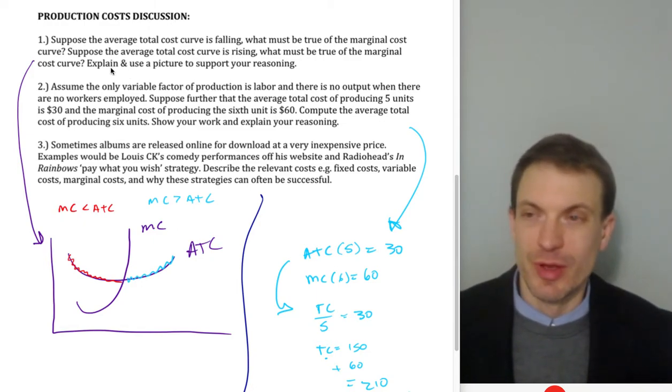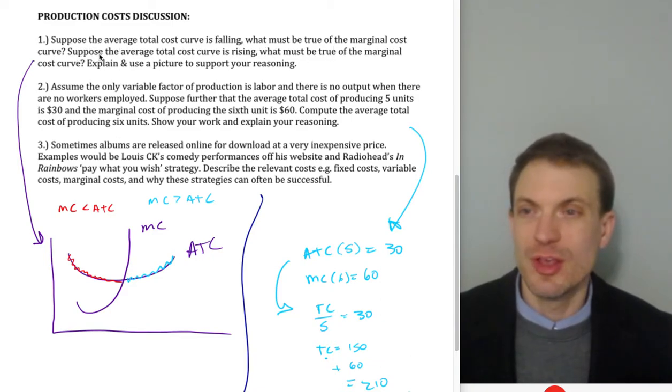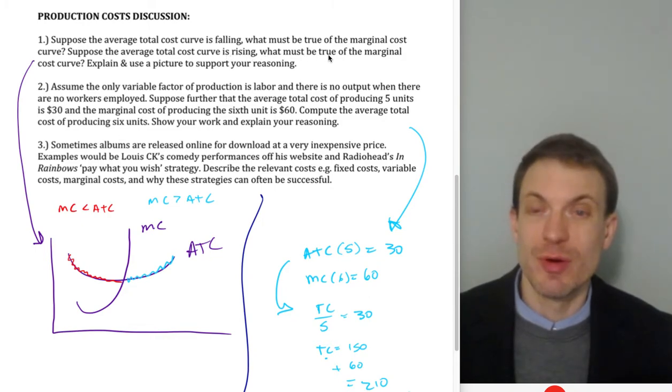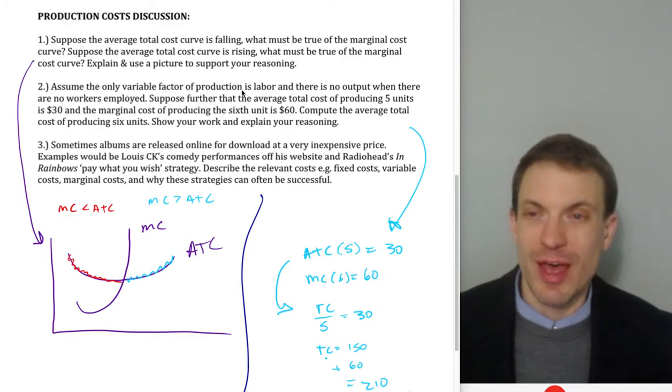And so the questions I've got are: first, suppose we have average total cost falling. What must be true of marginal cost? Suppose average total cost is rising. What must be true of marginal cost? Explain using a picture.